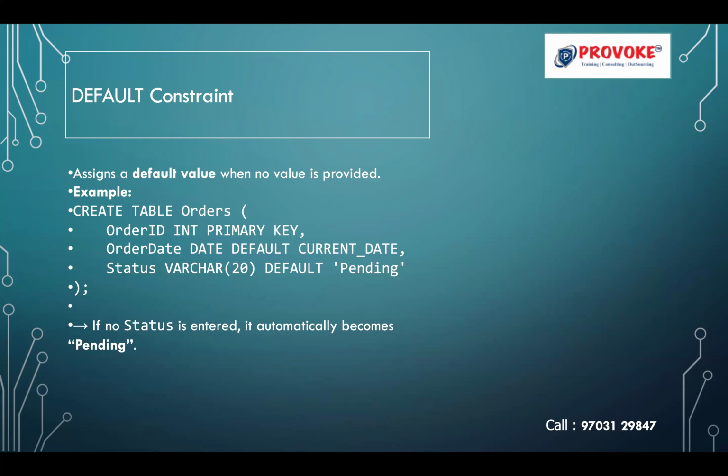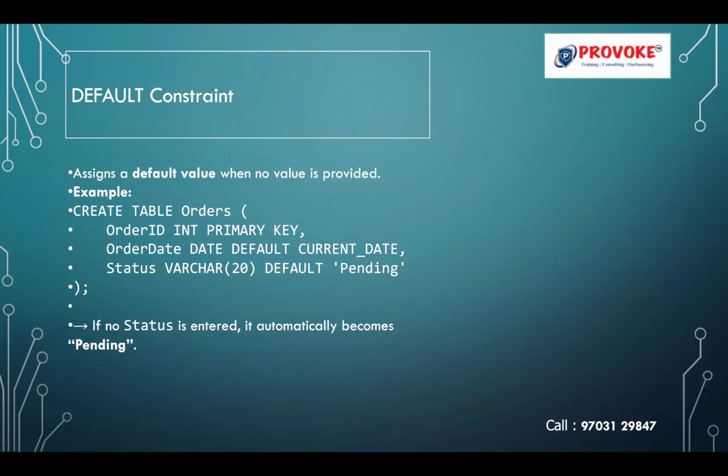And status is the one which is default pending. I want all the status to be pending, default. If I'm going to provide some other value, then it will take that value. If I'm not providing any value, that time it will take the default value of the status column, which is pending. So this is called default constraint. You are going to replace the empty value of the rows with the default value. That is called default constraints. If no status is entered, it automatically becomes pending. If no date is entered, it automatically becomes current date.